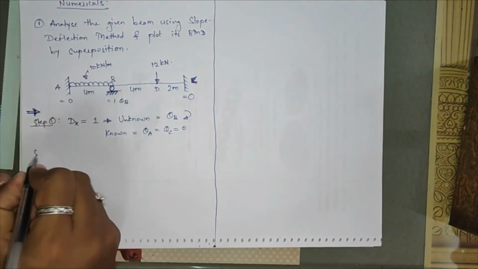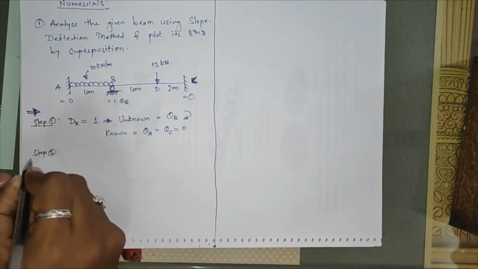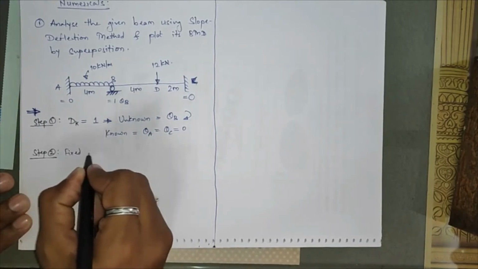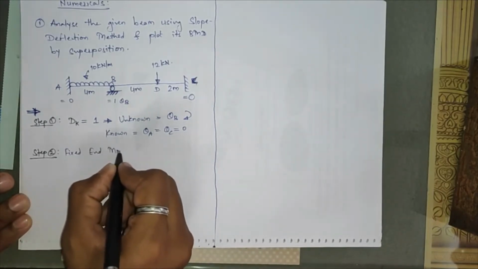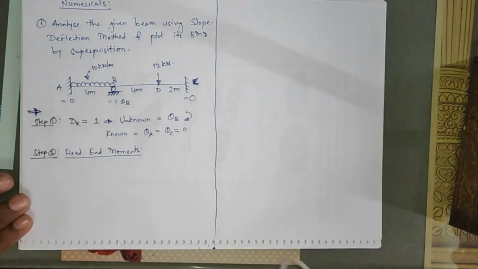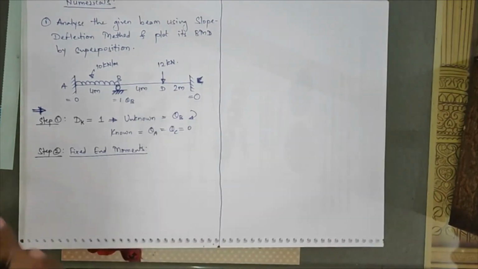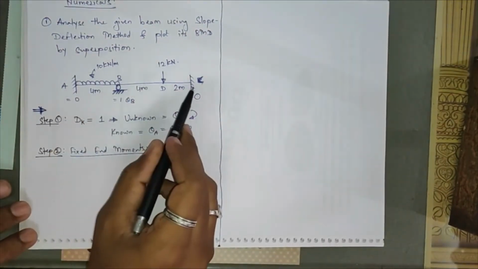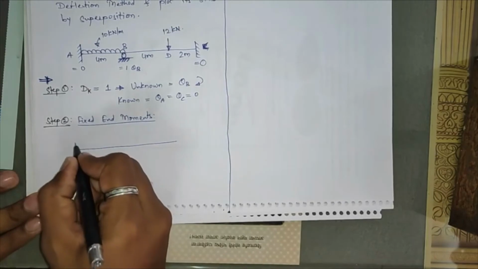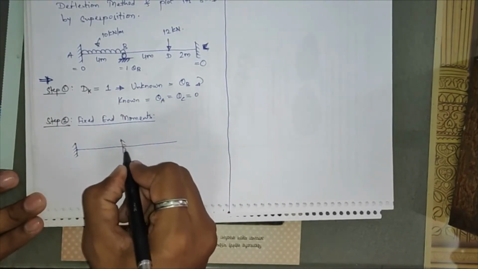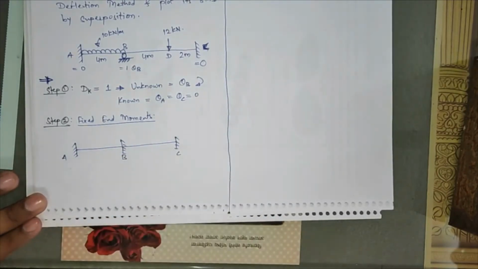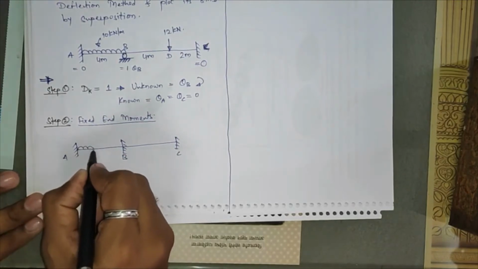Then we'll proceed to step number 2. In step number 2, we'll be calculating the fixed end moments. For calculating fixed end moments, you have to assume all joints as fixed. So I'm drawing my continuous beam A, B and C, making all the joints, that is joints A, B and C, fixed, and keeping the loading as it is.